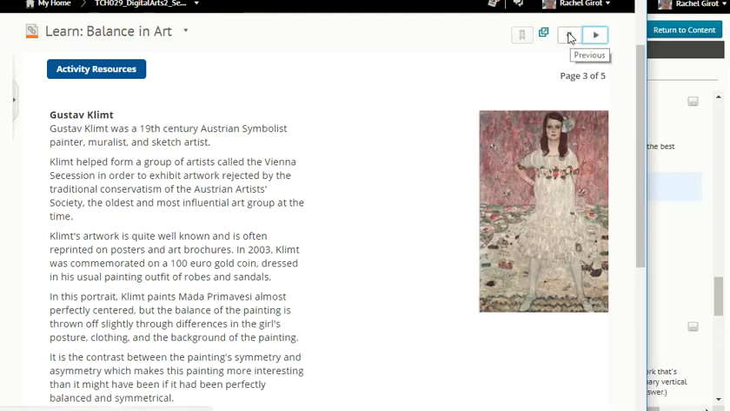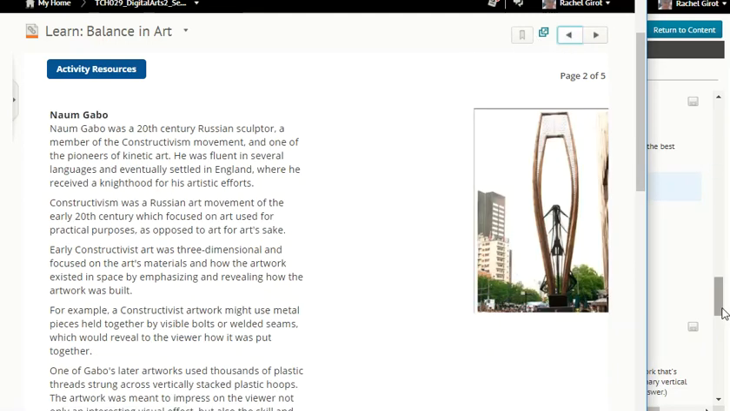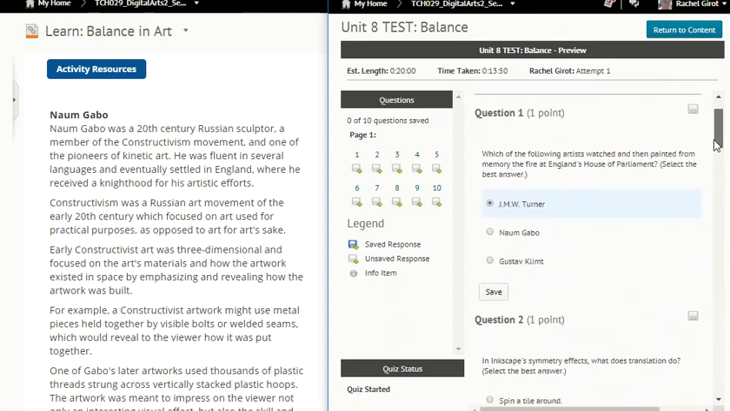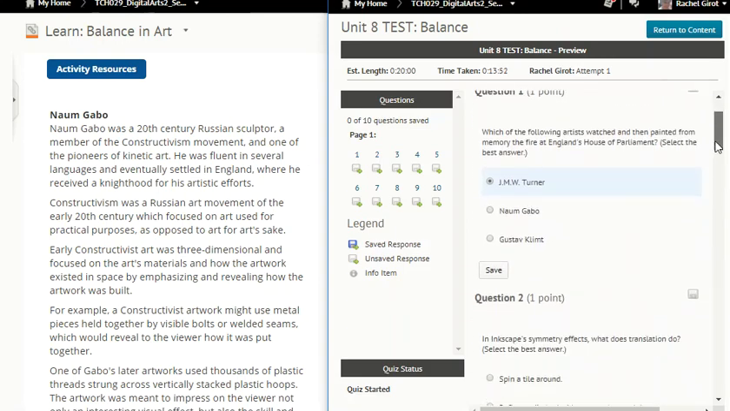You know, there were some questions. I know that Naum Gabo was included, so let's see which of the following artists watched the painting? No.